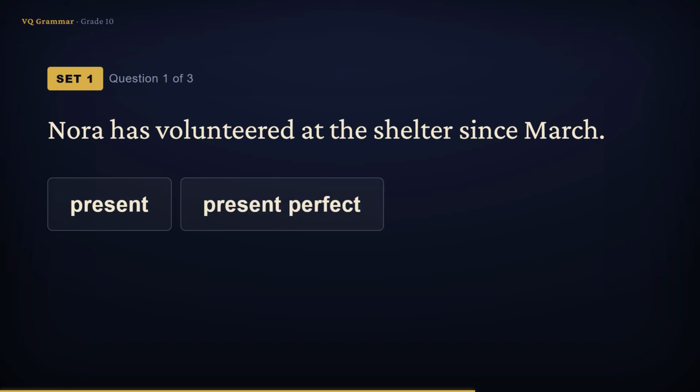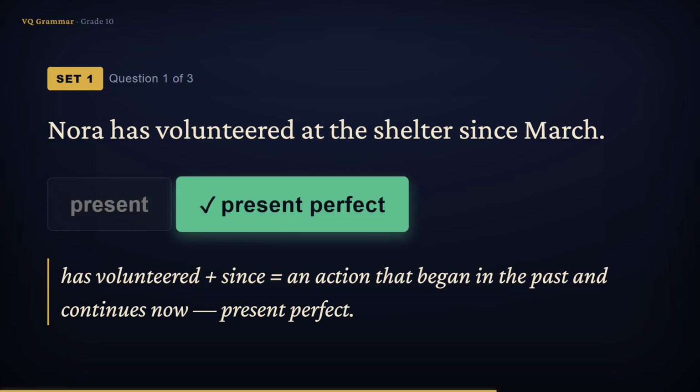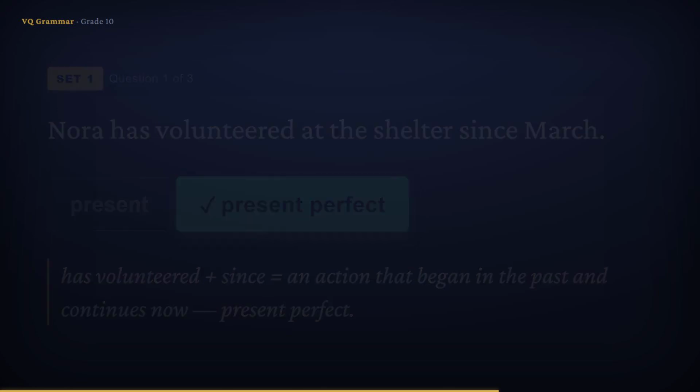Nora has volunteered at the shelter since March. Look at the verb, has volunteered. The helper have or has plus a past participle. And there's the signal word, since, stretching the action from March up to today. That is the present perfect.